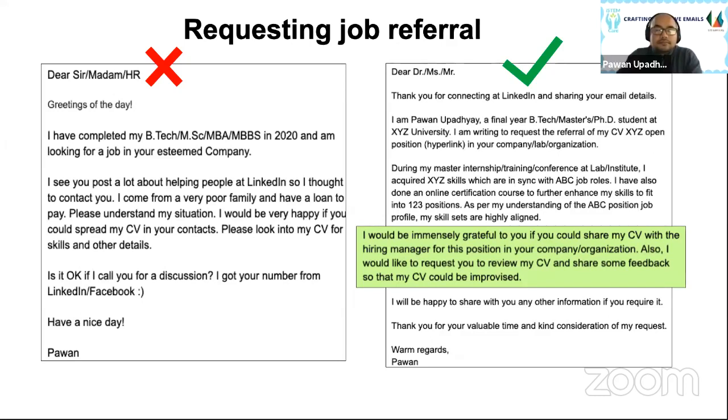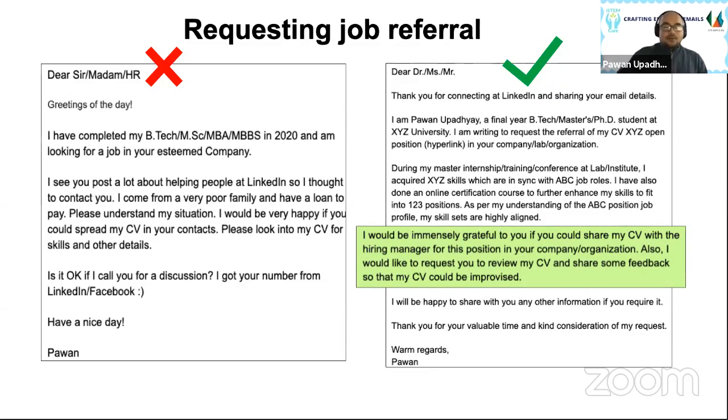As highlighted in this slide, be grateful to share your CV with the organization. Another important point I would like to highlight is to ask for feedback if it is possible, because that will help you improve your CV further for the next application and address any shortcomings with your job referral. And again at the end, say that you are happy to share any other information if needed from your end. I think these are the points you need to consider while writing your email for the job referral, and this is how you should put it.